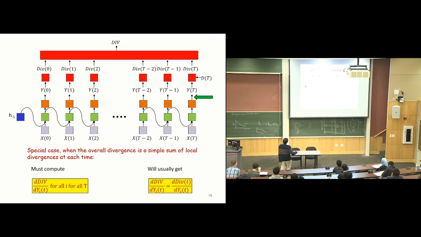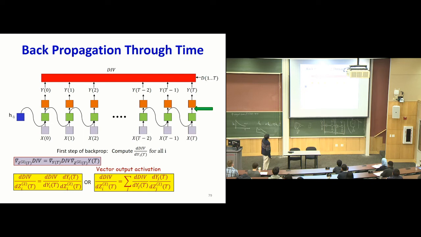So if I do this, then I can say that the derivative of the divergence with respect to this yt is simply the derivative of this guy with respect to yt, right? It doesn't really matter. As far as we are concerned, eventually you have computed the derivative of this guy with respect to every one of these y's, okay? And now let's see how you would compute the back propagation.